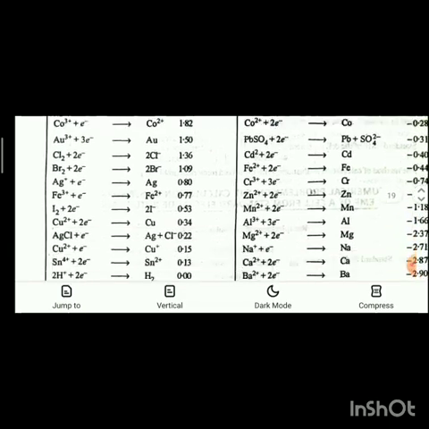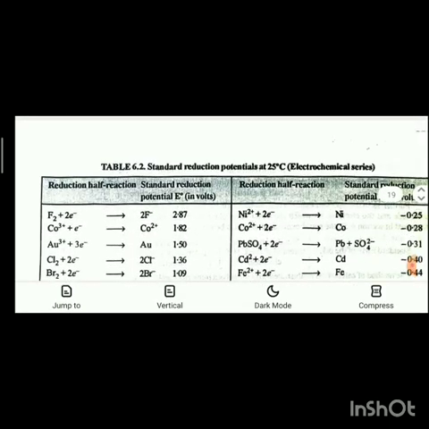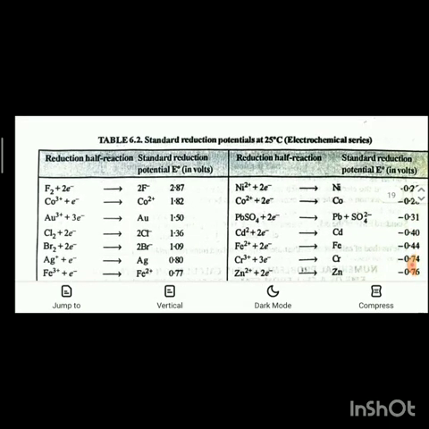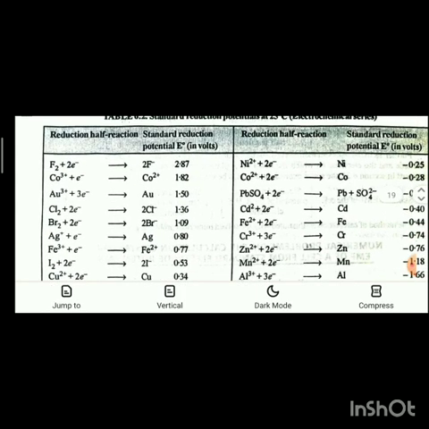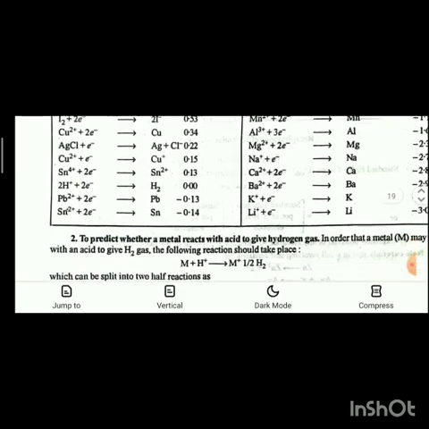Conversely, writing the reaction in the reverse order, it can be postulated that lithium, Li, will be oxidized more easily and hence is the best reducing agent, whereas fluoride ion F- is oxidized with greatest difficulty and hence is the weakest reducing agent. Now, the standard reduction potentials at 25 degrees Celsius are given as below. Number 2.